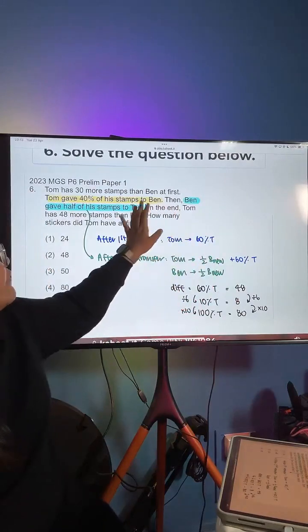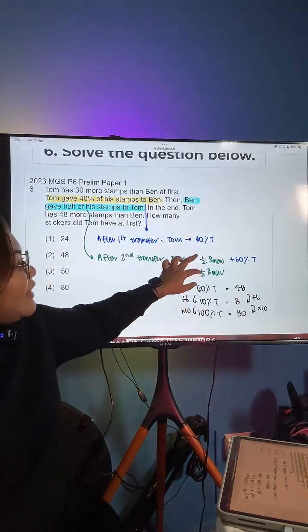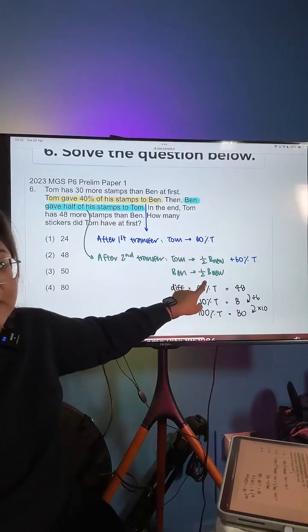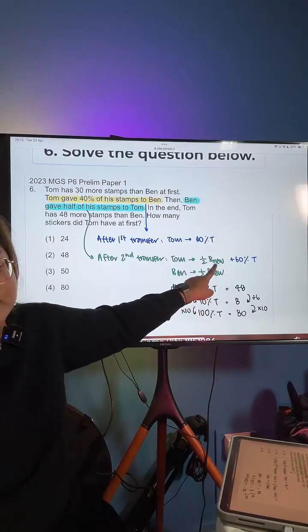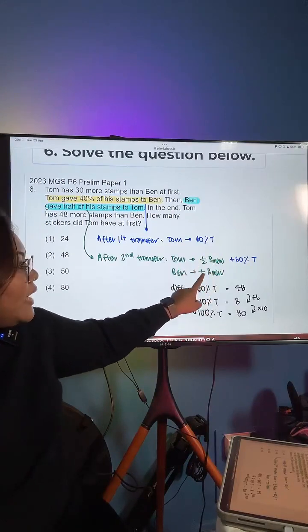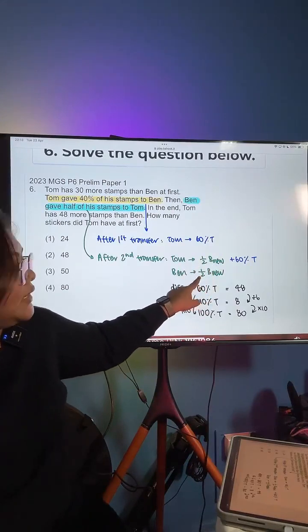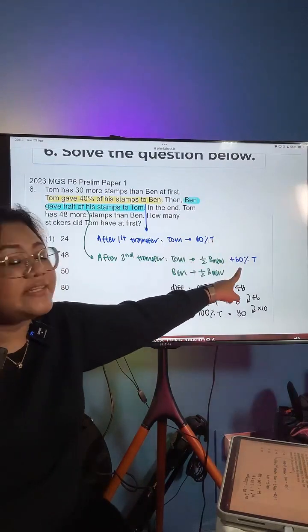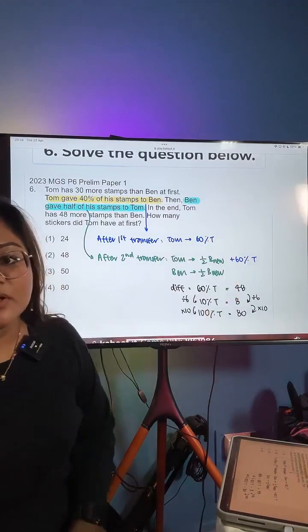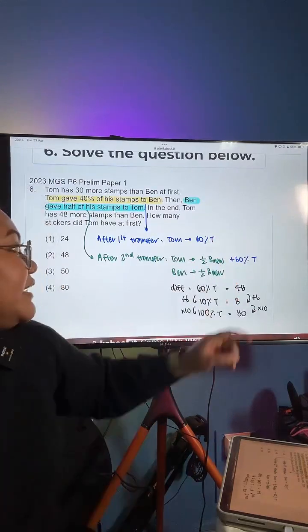Now, when Ben gave Tom half, they will have half each. I give you half, I'm left with half. So each of them have half of what Ben has at the end, which is Ben's new amount. Half to Tom, half to himself. Agree? So half, but Tom just now has 60% left that he kept aside.